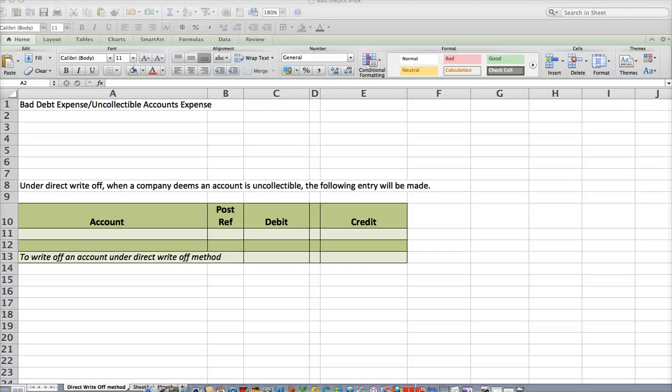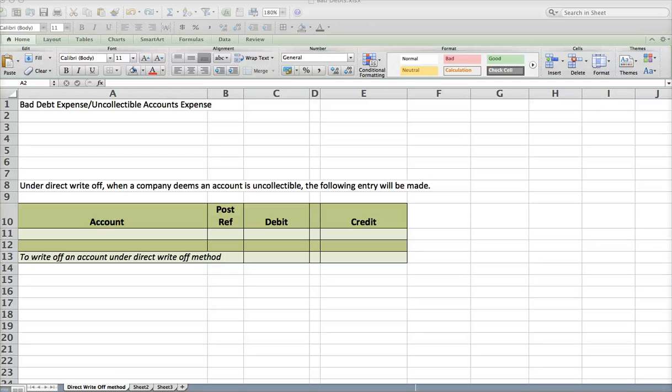Alright, we're going to talk about bad debt expense, otherwise known as uncollectible accounts expense. What happens is a company makes a sale on account, where they would debit accounts receivable and credit sales, and they expect to receive that money. Well, sometimes the customer doesn't pay the money, so the company needs to account for the fact that they are not going to get that money.